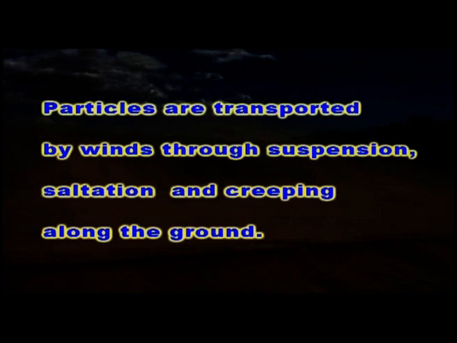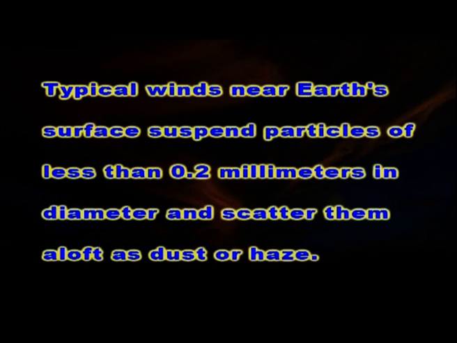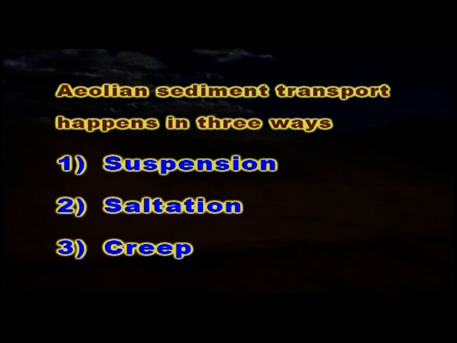The fourth important aspect is related to transportational effects. Particles are transported by winds through suspension, saltation and creeping along the ground. Small particles may be held in the atmosphere in suspension. Upward currents of air support the weight of the suspended particles and hold them indefinitely in the surrounding air. Typical winds near Earth's surface suspend particles of less than 0.2 millimeters in diameter and scatter them aloft as dust or haze. Aeolian sediment transport happens in the following three ways.